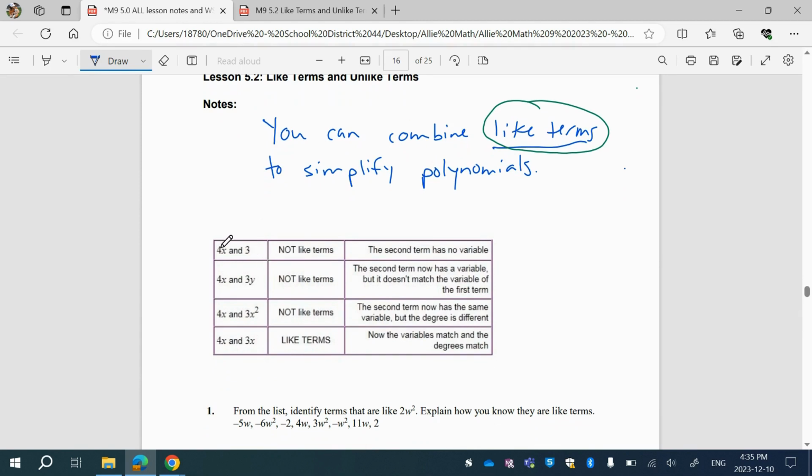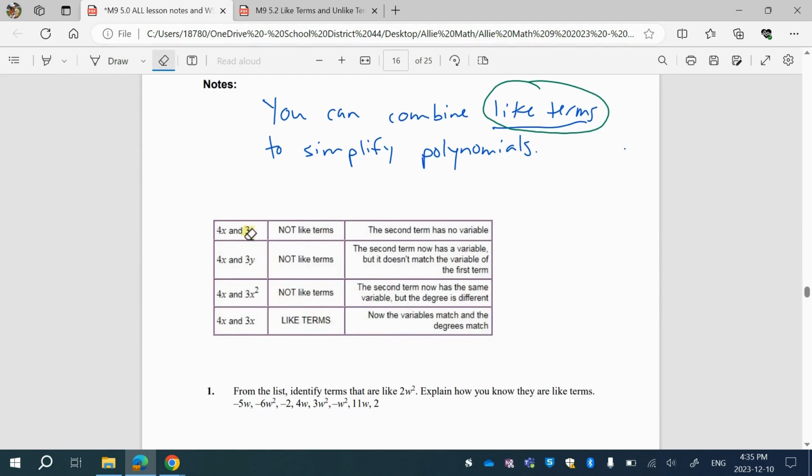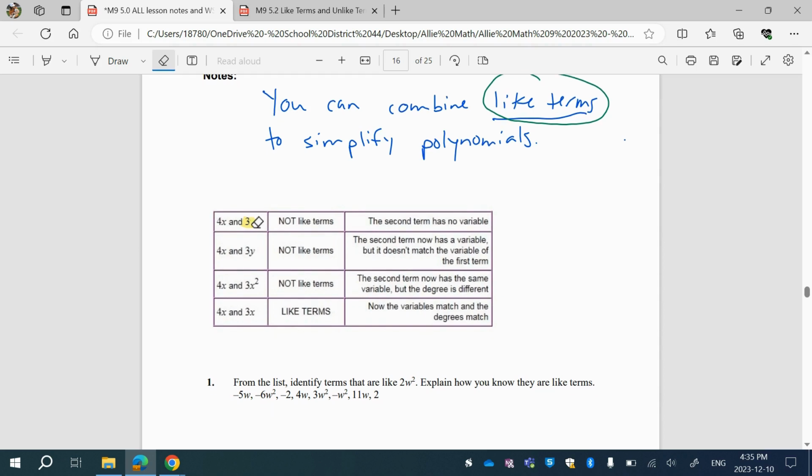So an example, 4x and 3, these are not like terms because the second term has no variable. Okay, so this 3 right here does not have a variable, or you could think about it, maybe it does have a kind of invisible x to the power of 0, but we'll get into why that doesn't really get us anywhere either. So these are not like terms. Because 3 is a constant, it does not have a variable beside it, so these two are not alike.